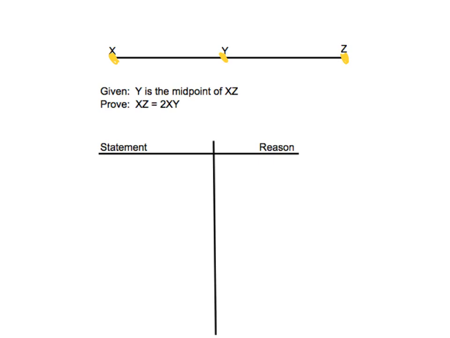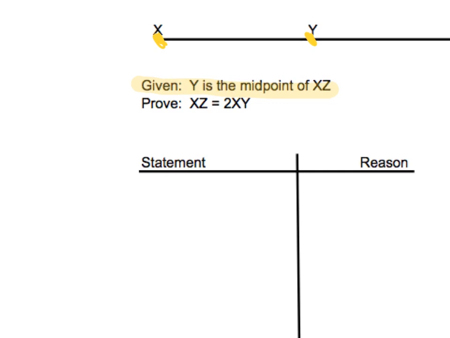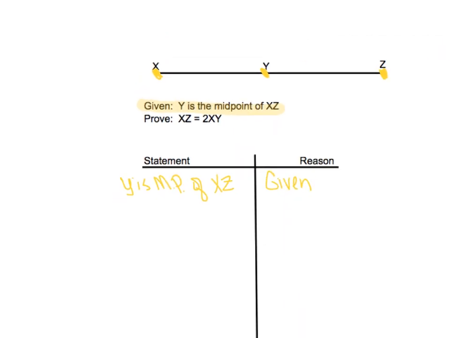Okay, or Y is on the segment. So I look at my given information, okay, and it says that Y is the midpoint of XZ. So first things first, we always start with writing down our givens. So Y is the, I'm going to abbreviate midpoint MP of XZ, and that is given. Okay, that is all they tell us, okay? And what we're trying to figure out, our end game, is to show that it takes two XYs to make the entire segment, okay? So that's our goal. So we're thinking I need to eventually have that there are two XYs that you can put together to make the whole segment, okay?